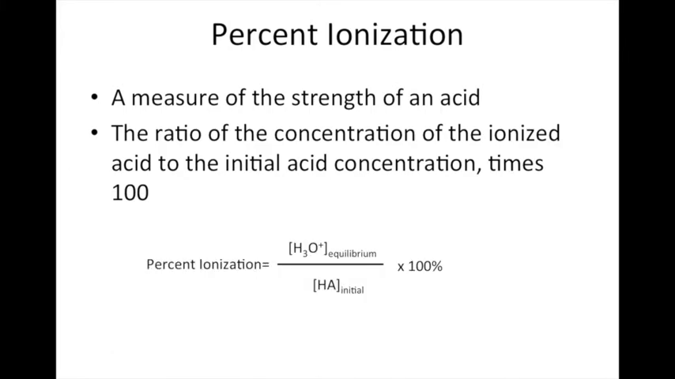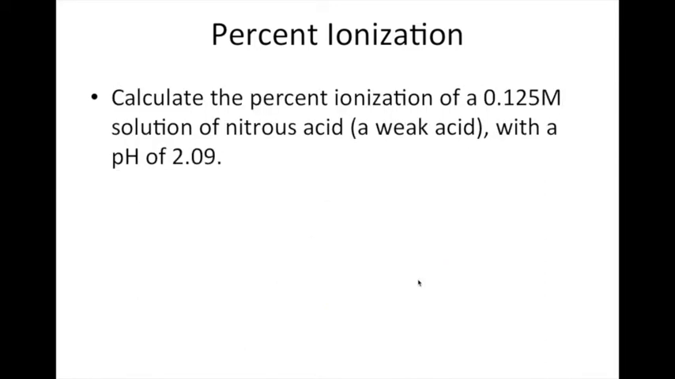Put that another way, percent ionization is equal to the equilibrium concentration of hydronium divided by the initial concentration of the undissociated acid times 100. So something like a very strong acid like hydrochloric or nitric acid would have a 100% ionization because they dissociate completely, but weak acids would have much less than that.